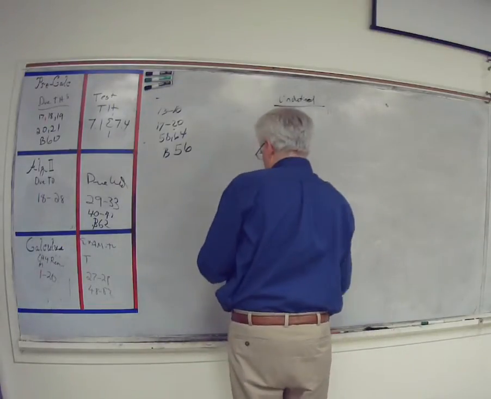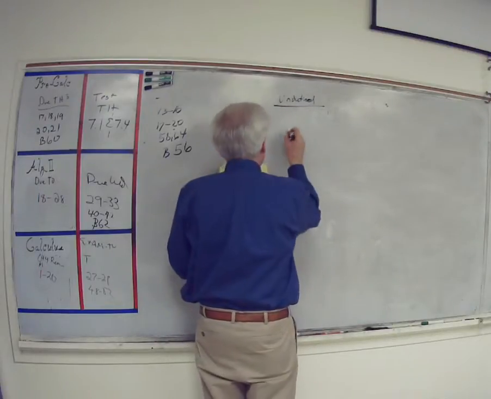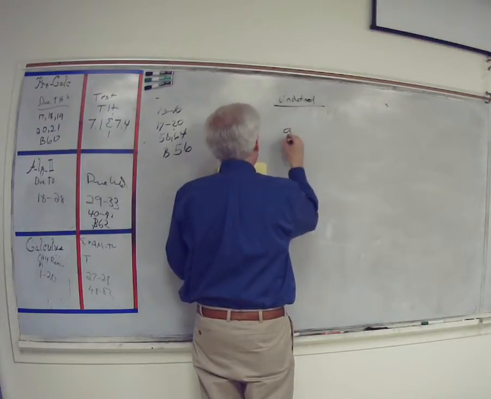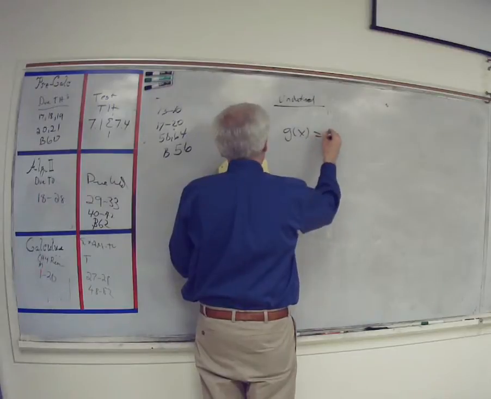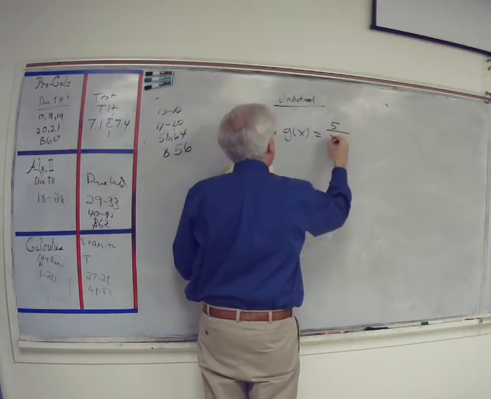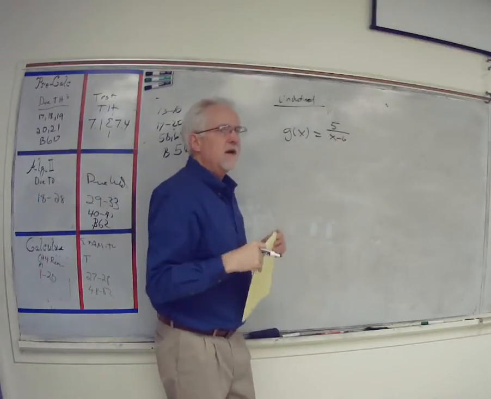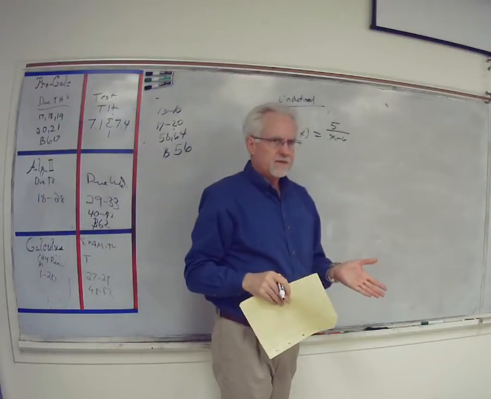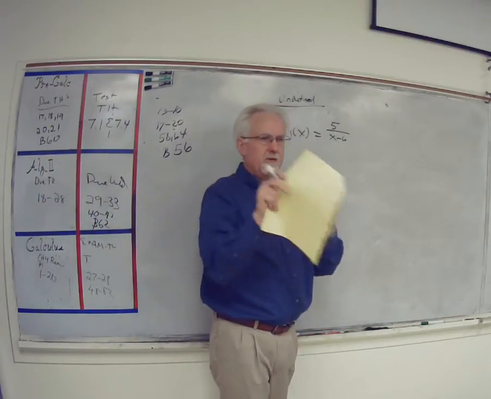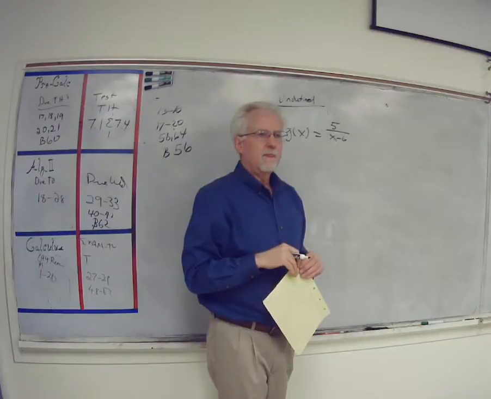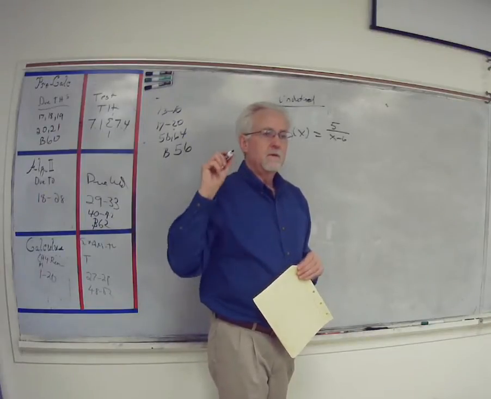You can have more than one vertical asymptote. Let's just do another one though. G of x is equal to 5 over x minus 6. Josie, tell me how to find the vertical asymptote. Don't tell me the vertical asymptote, tell me how to find it. Set the denominator equals 0.